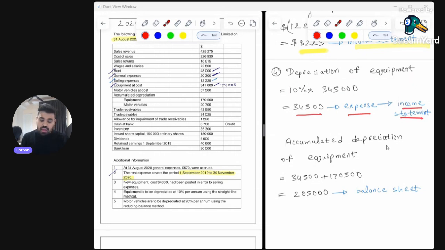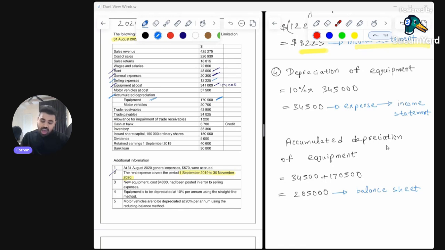Okay. Now, when you prepare the balance sheet, the accumulated depreciation of equipment, which you will be preparing as part of the non-current assets net book value calculation, you have to show the total depreciation. Accumulated depreciation simply stands for the total depreciation we have got so far for this specific asset.